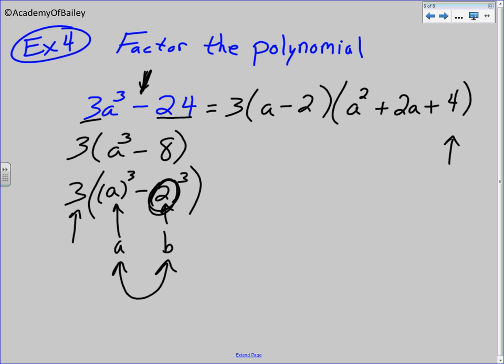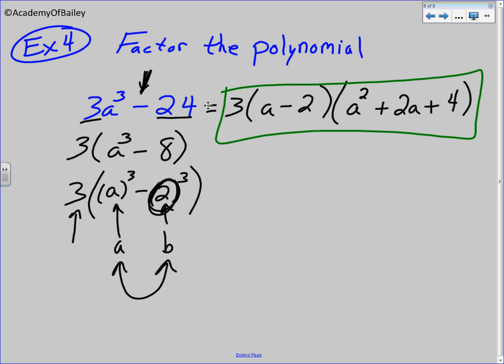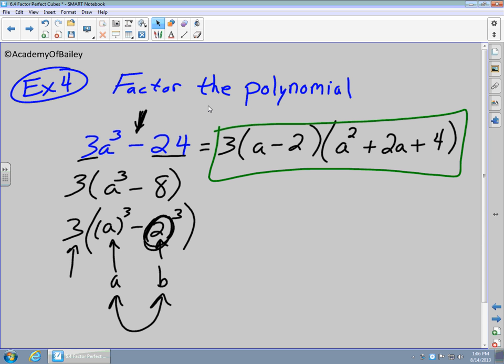Can you give me two numbers that multiply to give you 4 that add up to give you positive 2? I'm pretty sure you can't. So we cannot factor that trinomial. Since we cannot factor the trinomial, this is in its final factored form. And there you go. That's how you factor perfect cubes.